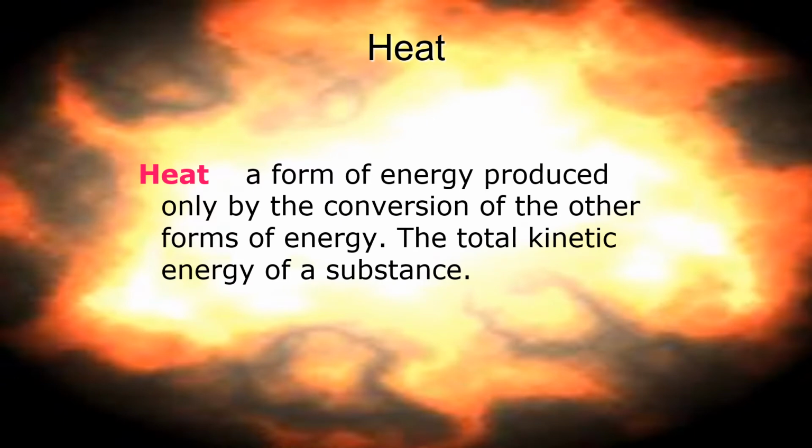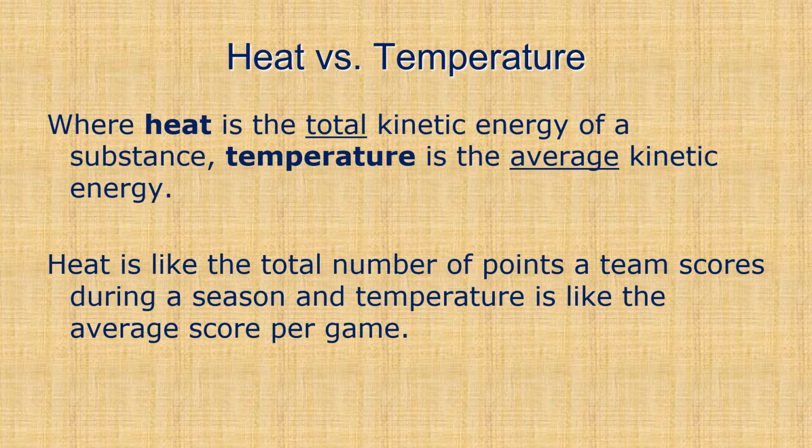Heat can be defined as a form of energy produced only by the conversion of the other forms of energy, or the total kinetic energy of a substance. When trying to think of the difference between heat and temperature, remember that heat is the total kinetic energy of a substance, and temperature is the average kinetic energy. Heat is like the total number of points a team scores during a season, and temperature is like the average score per game.